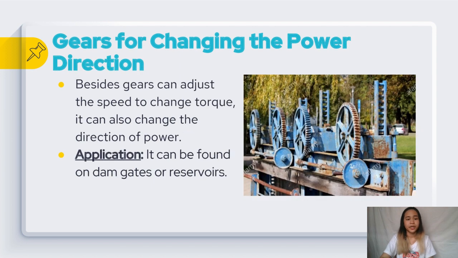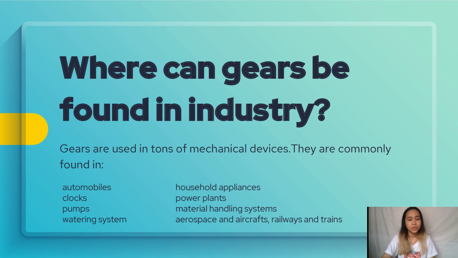Gears for changing the power direction. Besides gears can adjust the speed to change torque, it can also change the direction of power. Application: it can be found on dam gates or reservoirs. So, where can gears be found in industry? Gears are used in tons of mechanical devices, and they are commonly found in automobiles, clocks, pumps, watering system, household appliances, power plants, material handling systems, aerospace and aircrafts, railways, and trains.